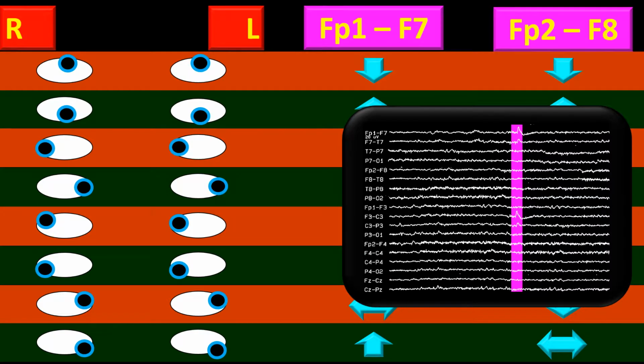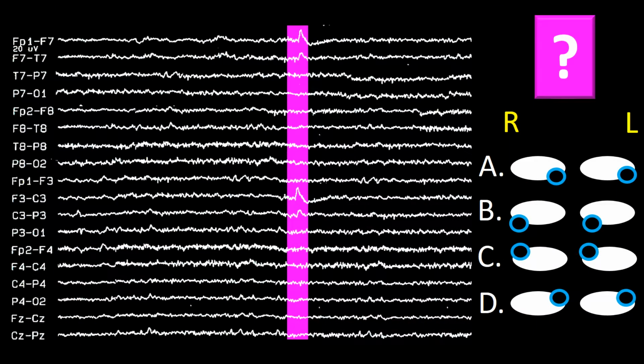Now if we incorporate this in the figure, this becomes obvious, whereas you can see that at the level of FP2, F8 derivation, there is a neutral arrow, whereas at the level of FP1, F7 derivation, there is an upward arrow, indicating that the person is looking to the left and down. So the answer to this question is A.